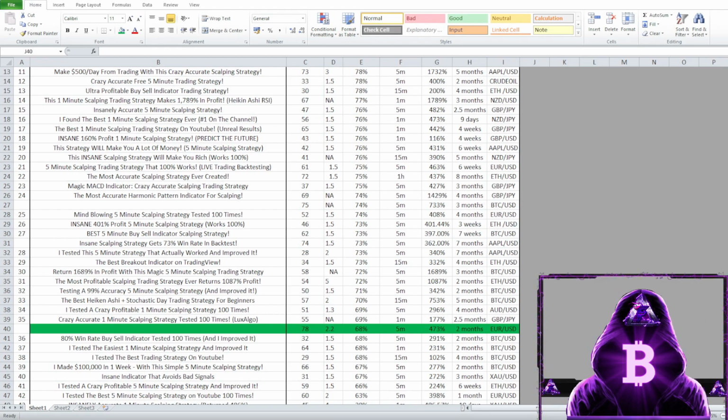Any new trader can try this strategy immediately to have a shortcut to a better scalping experience.